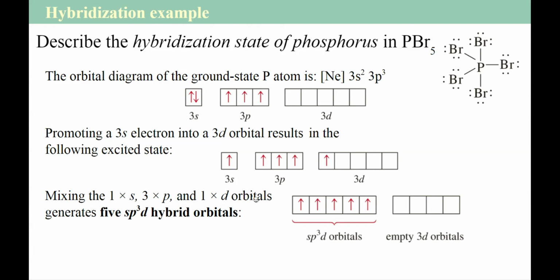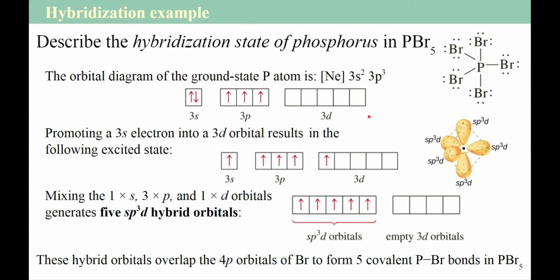orbitals, each of them overlapping with a bromine, which has a half-filled 4p that it's able to overlap with. So again, it's only when you get to this third shell where you get these d orbitals that they can do this. So phosphorus, sulfur, chlorine, bromine, iodine, but you're not going to see this for nitrogen, oxygen, or fluorine because they don't have any d orbitals. They're not going to have expanded octets. And then here's a nice look at those 5 sp3d orbitals. There you go.